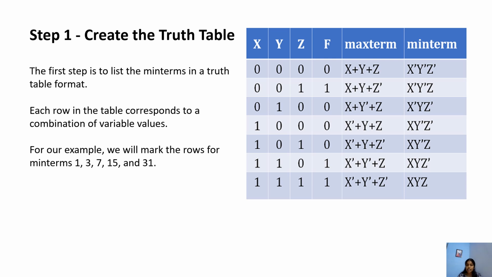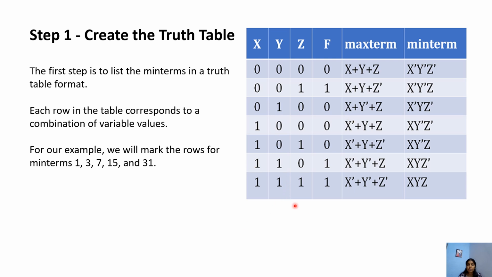Now we have seen the introduction to the Quine-McCluskey method and also an example of a Boolean expression. Now let us see what are the steps to solve the Quine-McCluskey method. Here the first step is creating the truth table. We have to create the truth table for the given Boolean function. First step is to list the minterms in a truth table format.